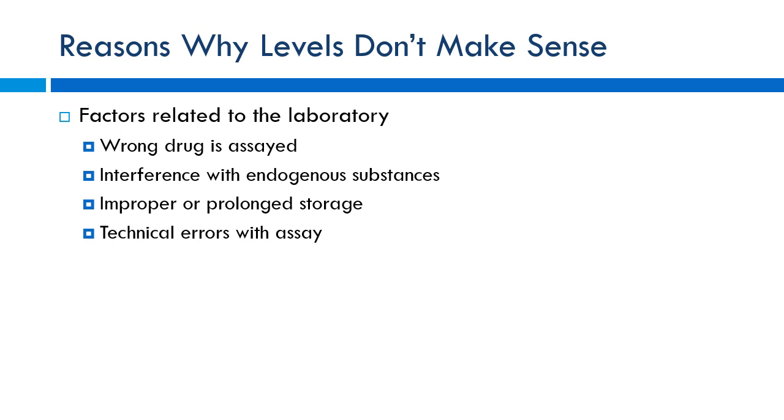Some other things: if the wrong drug was assayed, so again, they ordered a level for phenytoin and actually measured a valproic acid level instead, that would obviously come up wrong. I talk about interference with endogenous substances with digoxin, like in critically ill patients, improper storage, technical errors of the assay. Those are all things on the lab side that could be an issue. You have to potentially investigate if the levels still aren't making sense based on what's going on with the patient.